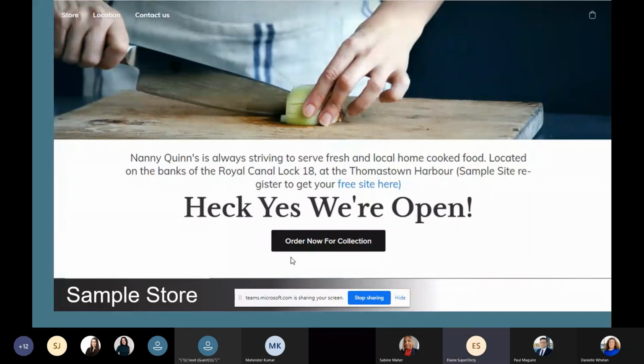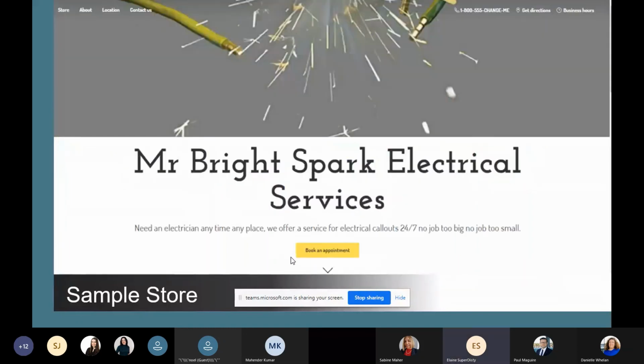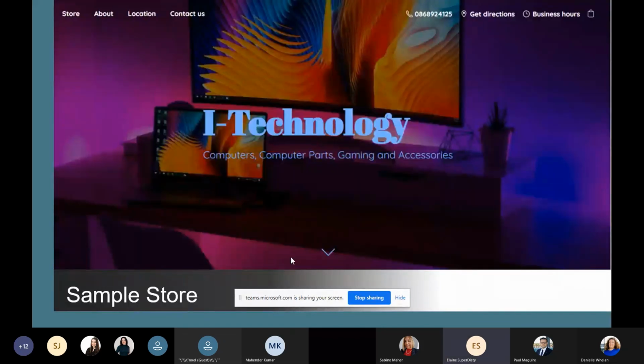So I did that. I actually got an electrician friend of mine just to go on and register and create an electrical service site where a user can book an appointment. So basically you can book appointments by integrating your Google Calendar, and it's a really, really simple thing to do in the web store as well. Another individual who never set up a web store set up the iTechnology store that you see there. And these are all sample stores that users have been able to go on and become online straight away.